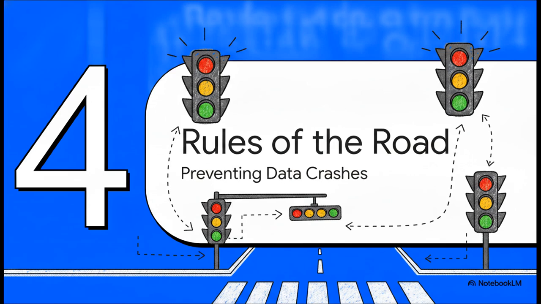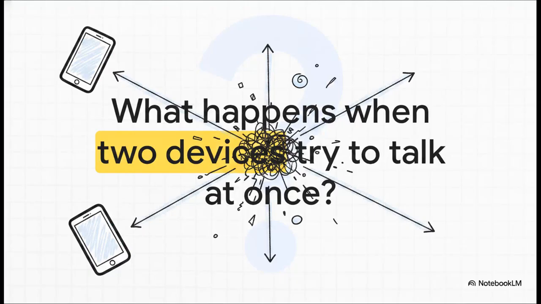All right, we have our roads built. Let's pivot to Section 4, Rules of the Road, and how we prevent digital crashes. Think about this. Even on the best physical roads, what happens when two devices try to talk on a shared medium at the exact same millisecond? You get a digital crash, a data collision.